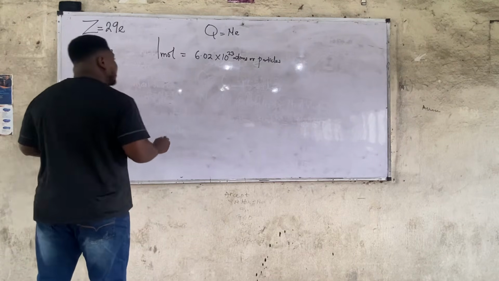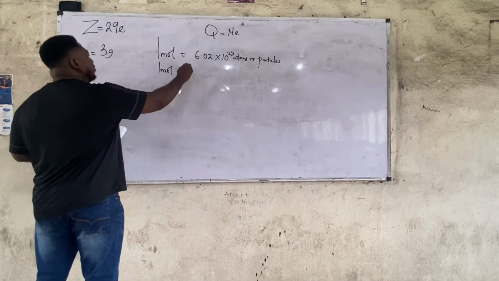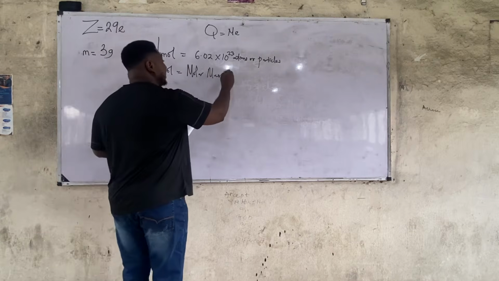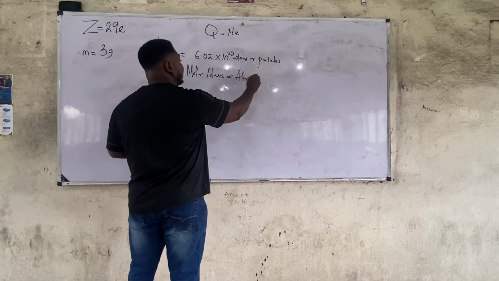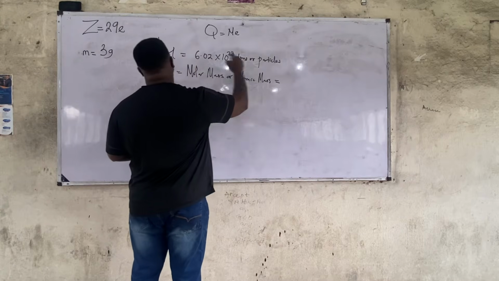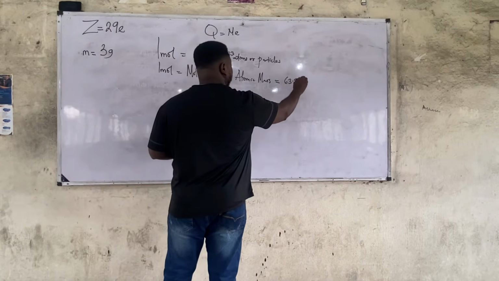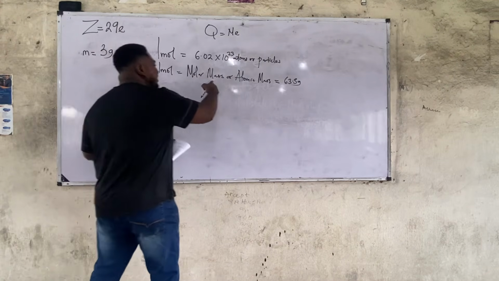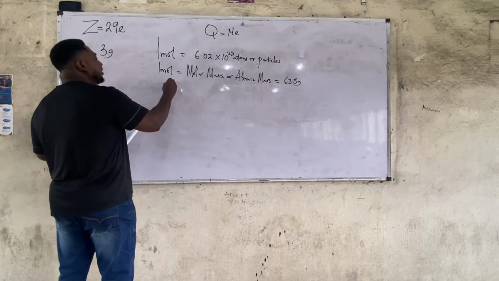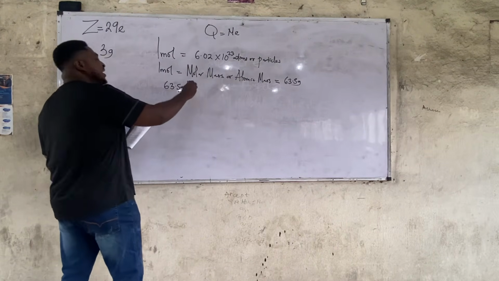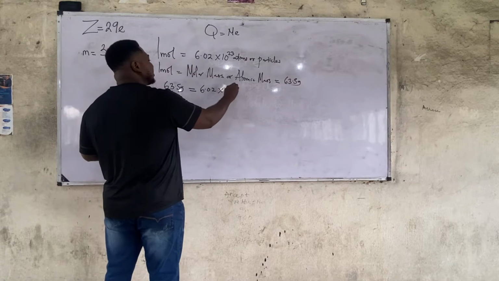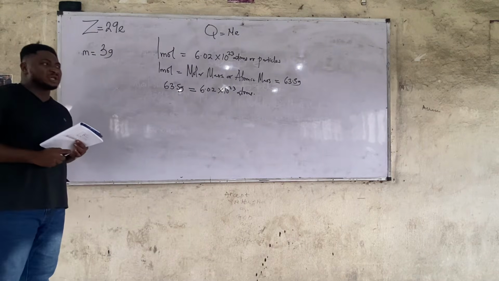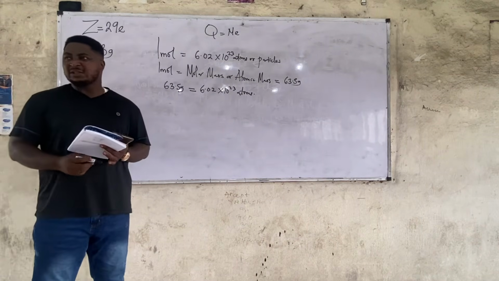Now, class, we're also aware that 1 mole of any substance is equivalent to the molar mass of that substance. Do you agree? The molar mass or the atomic mass of an element. And what is the atomic mass of copper they gave us in the question? It's 63.5. If 1 mole equals this, and 1 mole is also equal to this, it means 63.5 grams of copper will contain 6.02 times 10 raised to the power 23 atoms of copper. Do you agree?